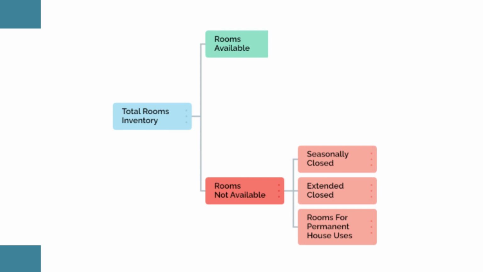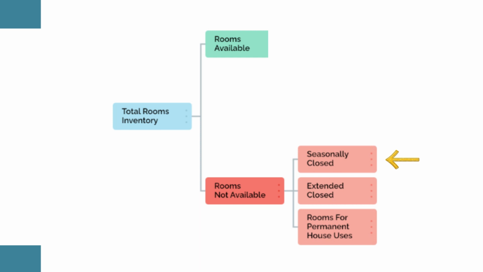Now, let's discuss rooms that are not available for sale. These rooms fall into 3 main categories: seasonal closures, extended closures, and rooms reserved for permanent house use, rendering them unavailable for sale. The classification of hotel rooms is a nuanced process. To begin with, we encounter seasonally closed rooms. These are rooms that remain closed for a minimum of 30 consecutive days due to seasonal demand fluctuations. Importantly, this classification applies only when rooms consistently follow this pattern year after year.